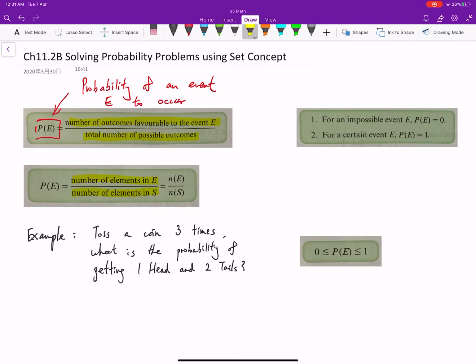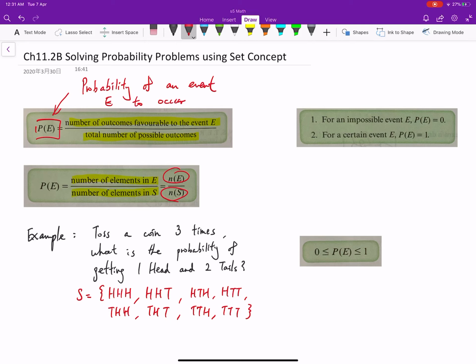Okay, so first of all, if we want to solve this, we need to find these 2 numbers. So let's get it. What is the sample space? Sample space means all the possible outcomes, right? The elements. So if we use H to represent head and T to represent tail, then we get the following. So 3 heads, and then the first 2 are heads and the last is tail. And then here I will give you all the possible permutations or arrangements. So here you'll find that in total, the number of elements in S is 8.